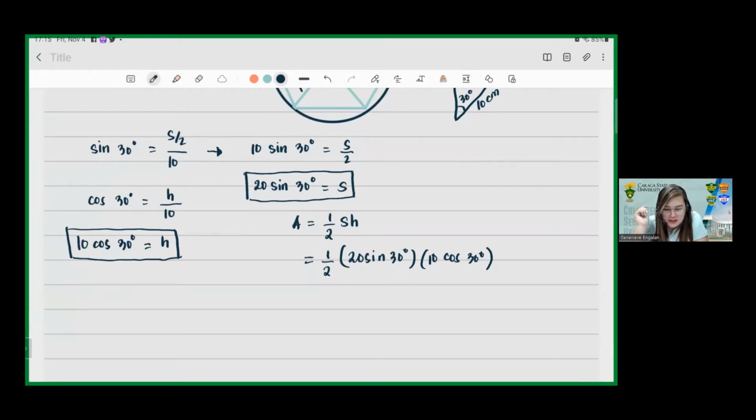Yes, ma'am. Okay. So how much is sine 30 degrees? You know this from the unit circle. This is its Y, this is its X. The cosine is close to 1, while the X is far from 1. So how much is sine 30? Without using your calculator, sine 30 is 1/2. So this is 20 times 1/2.